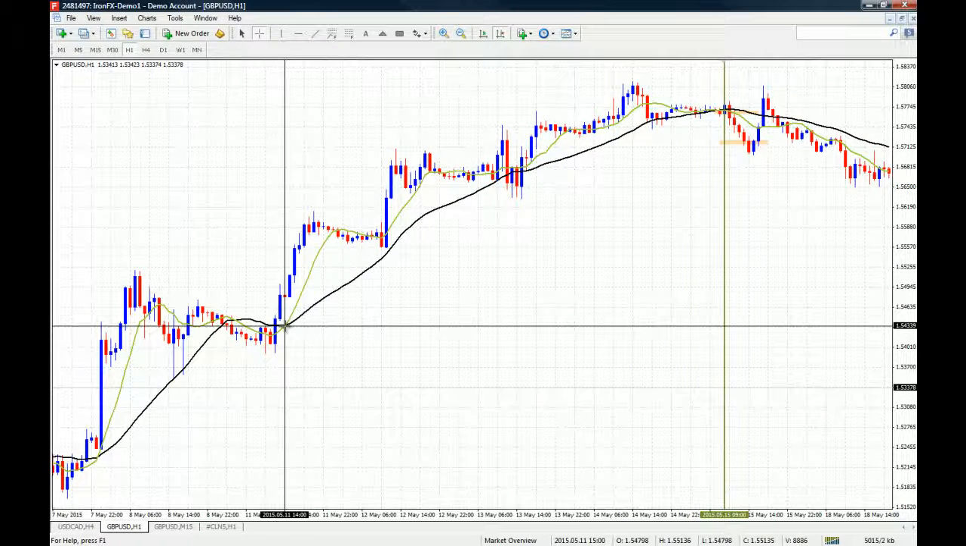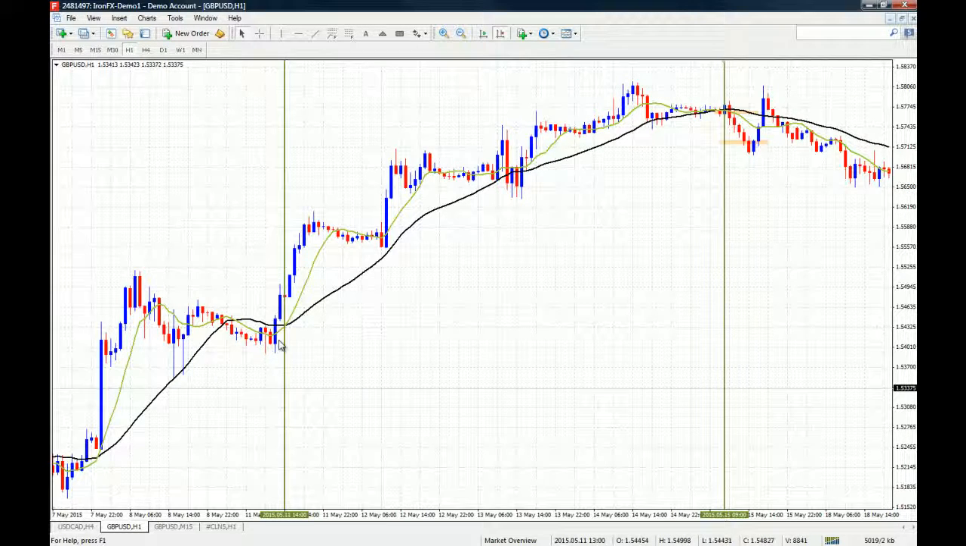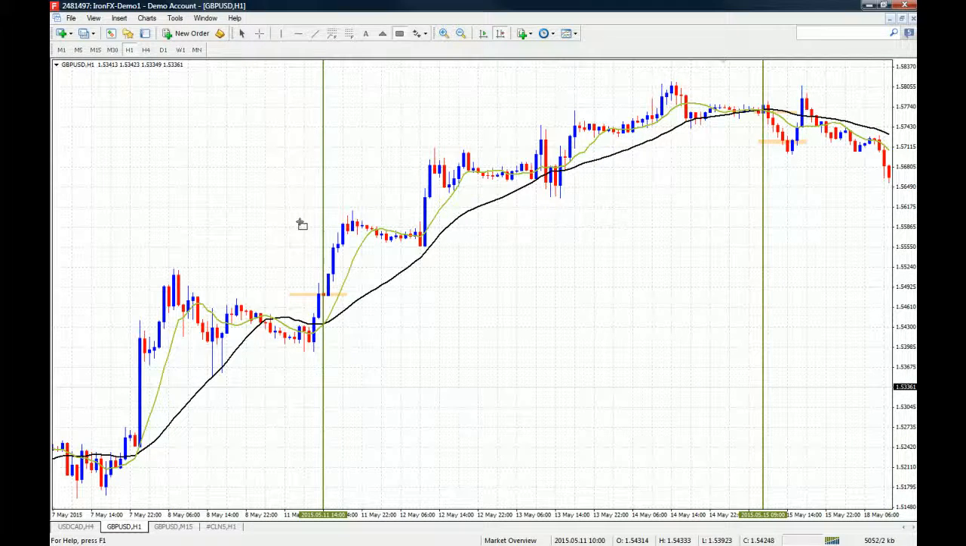Now right here you can see that we do have a very nice continuation trade on the bull side. When we have a correction to the downside, then we have a crossover to the upside at these levels right here. When we get the crossover, we get a signal to buy call options, and 1, 2, 3, 4 candles later, this option also expires in the money.